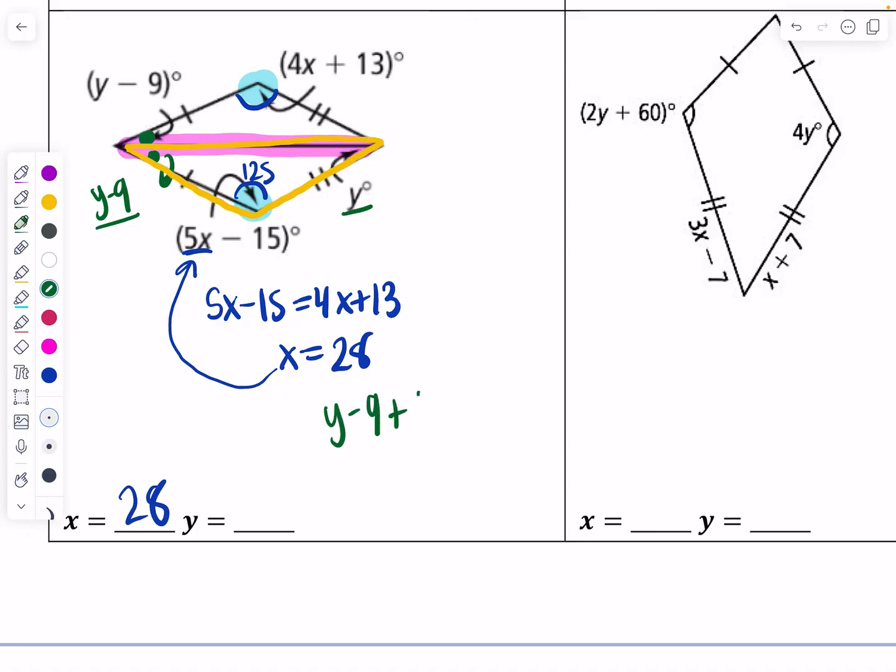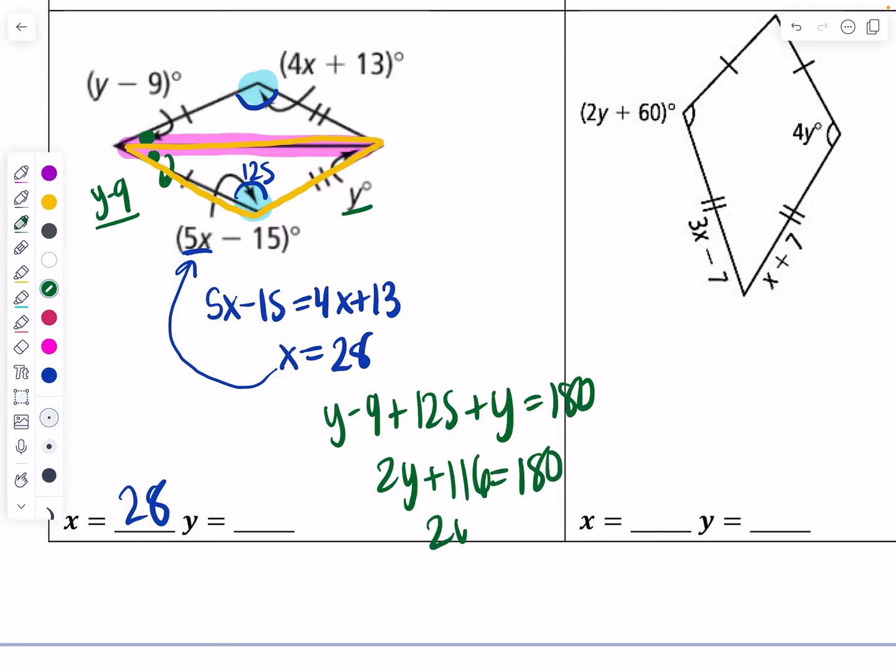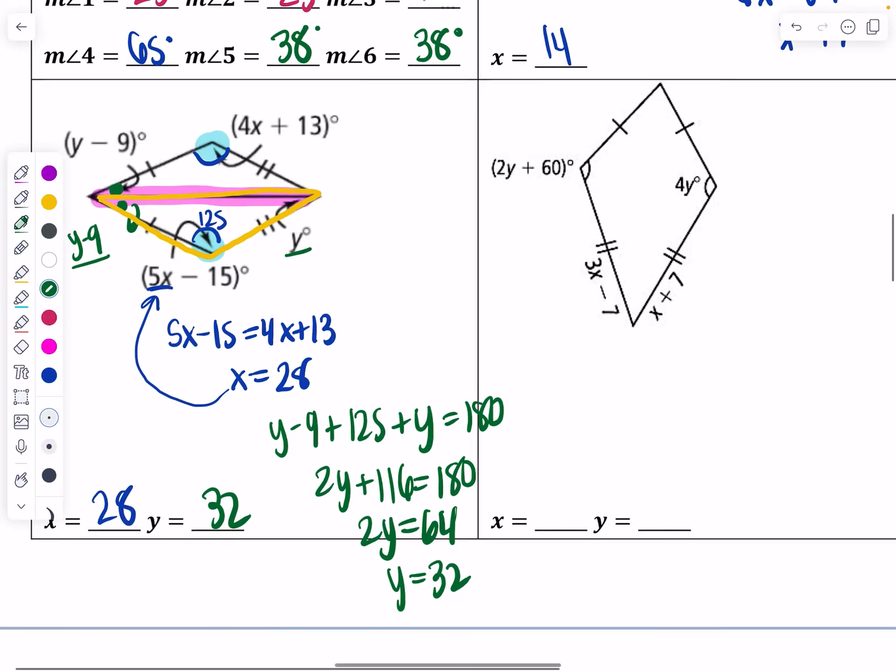So y minus 9 plus 125 plus y equals 180. Let's see, I'm combining like terms. Did I miss anything? I did not. So 2y plus 116, I believe, equals 180. So then 2y equals 64, so y has a value of 32. So I had to solve for x first before I could solve for y.